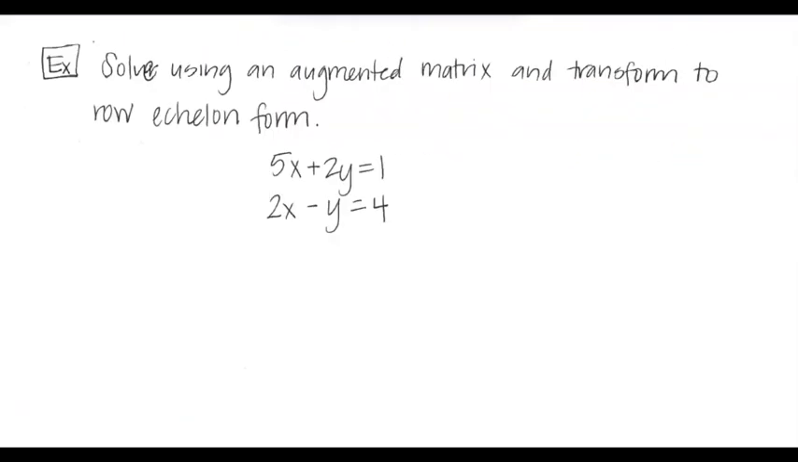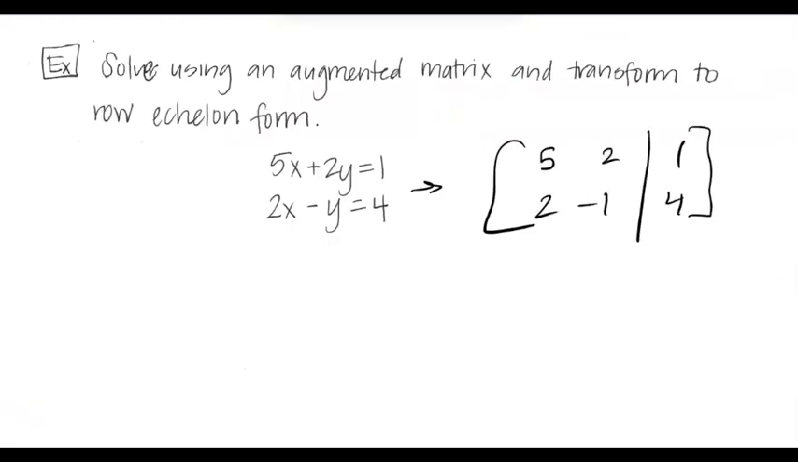Let's try another one now that we have the hang of it. This is going to be 5, 2, 1, 2, -1, and 4. Our primary goal is to get this to be a 0 right there. In this case, I can't just multiply this by a number to make them cancel out. I can cancel the y's, but we're trying to do row echelon form. We're trying to make this guy 0.